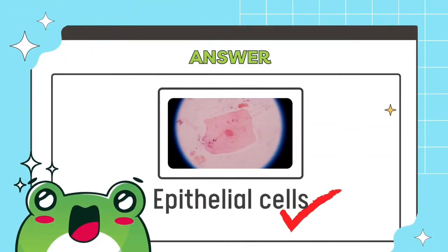Welcome back. If your answer is epithelial cells, then you are right. Notice in the picture how it is very thin and flat. Epithelial cells act as a coat to cover the surface of your organs.